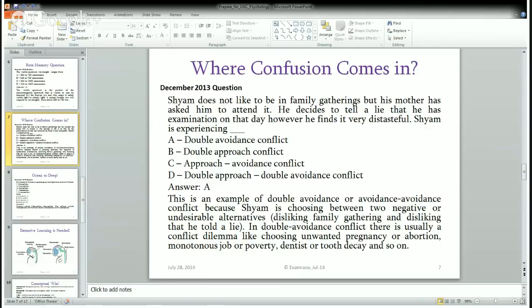So that is a confusion that pops in where students fail to understand whether it's a double avoidance or an approach avoidance. That's the most common confusion people have in this kind of questions. So these are the kind of confusing questions that are asked.